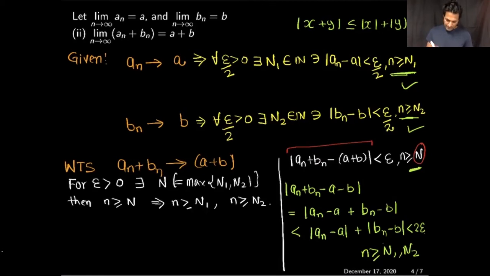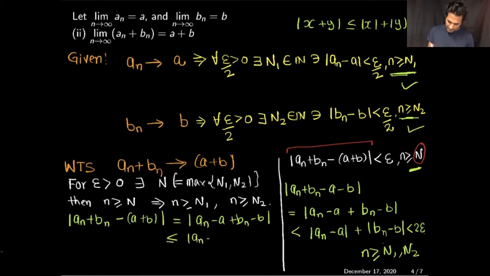And then I can show the difference of an plus bn minus a plus b. This is equal to an minus a plus bn minus b. And then I will use the triangle inequality. This is less than or equal to the absolute value of an minus a plus the absolute value of bn minus b.